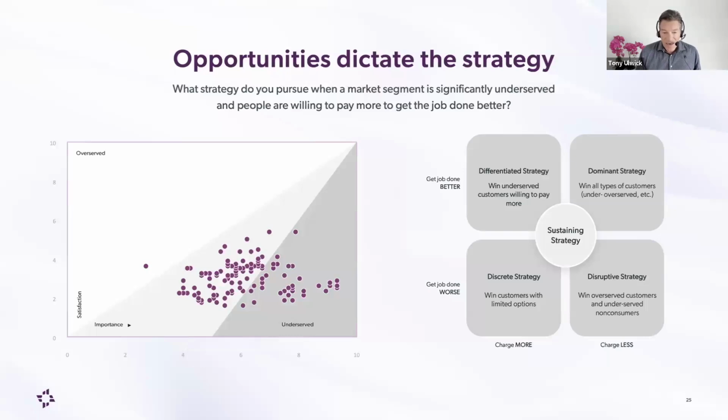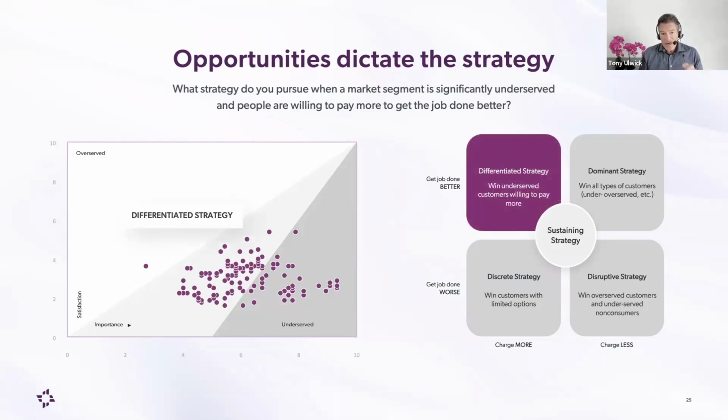So, for example, when we look at this map on the left, the landscape, you can see that there's a segment of the population. There's maybe 25 unmet needs. It's a highly underserved segment. And let's assume for a minute they're willing to pay more to get the job done better. Now, if that's the case, you could target this segment with a differentiated strategy and it would work, right? Because these people are underserved, they're willing to pay more. If you could create a product that got the job done better along these dimensions, you'd have a great strategy.